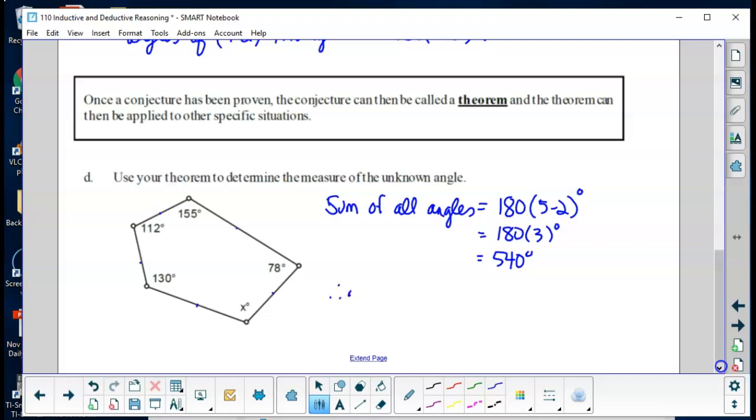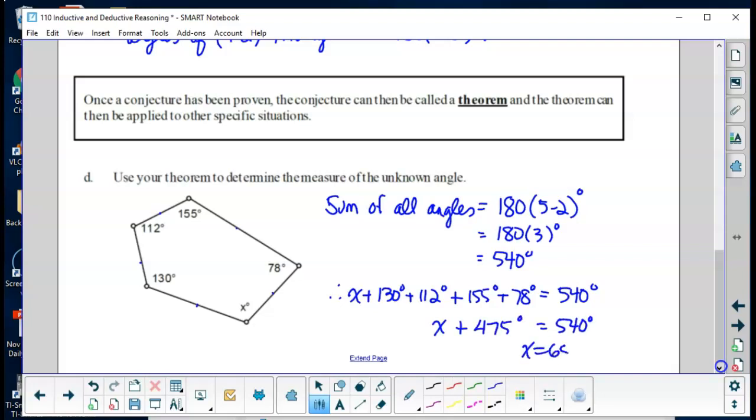So therefore, x plus 130 plus 112 plus 155 plus 78 equals 540. And solve for x. I guess we'll collect like terms on the left. So x plus 475 is 540. x equals 65. If you don't want to use the degree symbol, that's fine, but then at the end, make sure you have it there. Although in this case, the degrees are already given, so really x is 65 because the degree symbol is given.